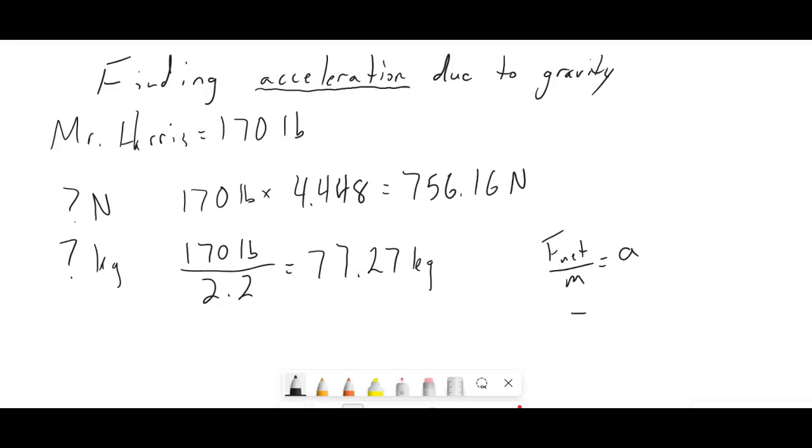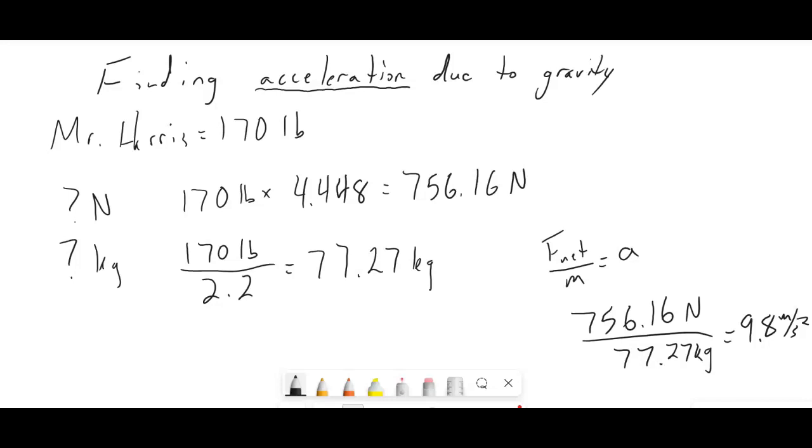So I'm going to take that and divide it by 77.27 kilograms. I do not even need a calculator for this. You can put it through the calculator, but I know it equals 9.8 meters per second squared, because that is the acceleration due to gravity on Earth. Of course I am double checking with my calculator. It's 9.7859, so you can round it to 9.8 meters per second squared.